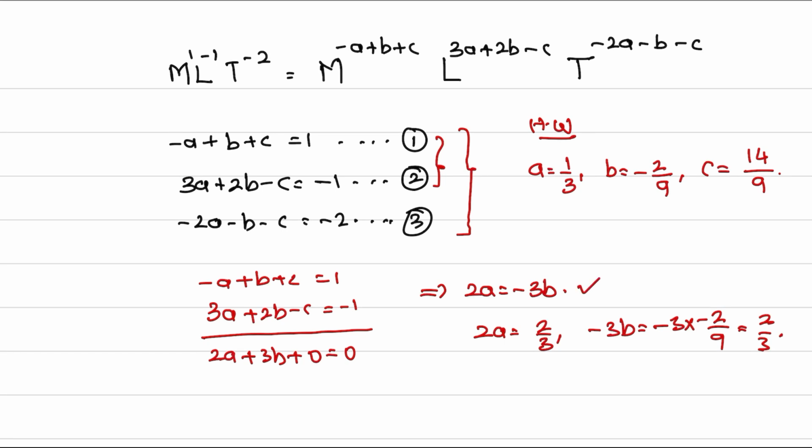Then in the second and third, you put this value: 2a, you replace it with minus 3b, and 3a also in a similar way. Then you will get the other value c. These are the values. And now ultimately what are we supposed to find?